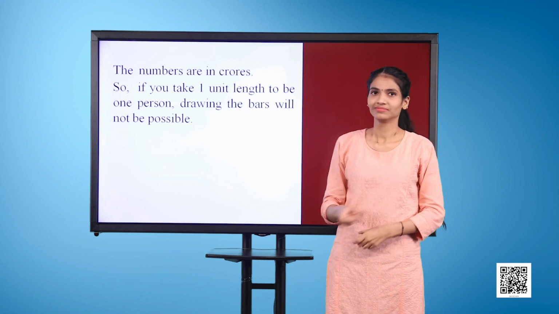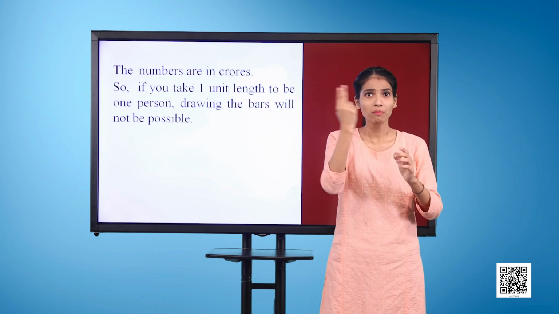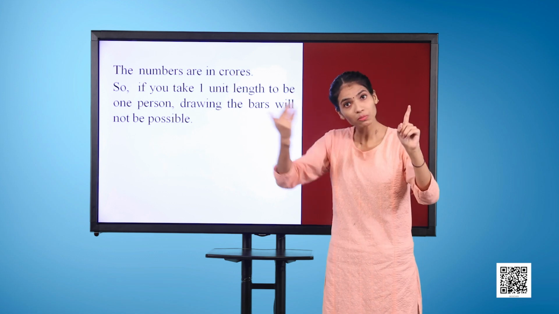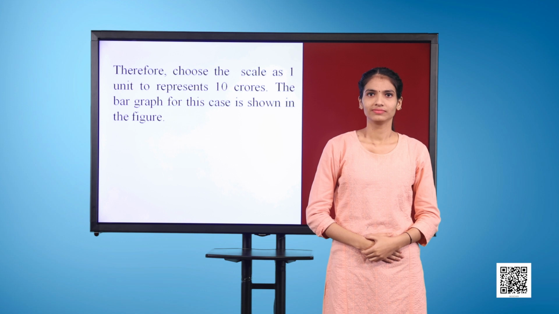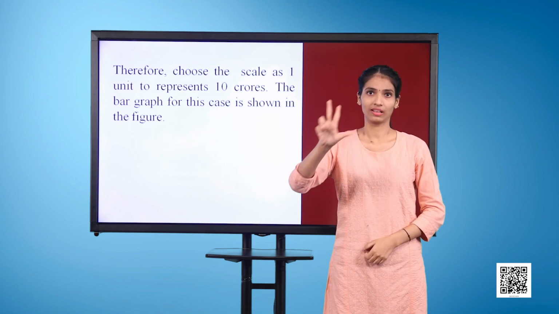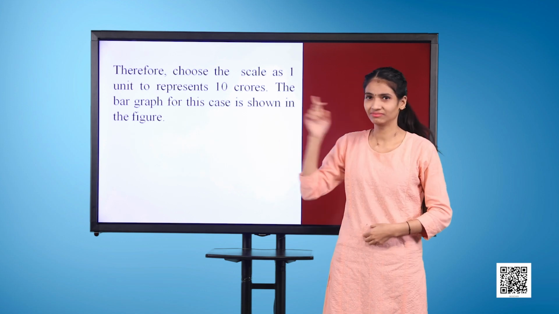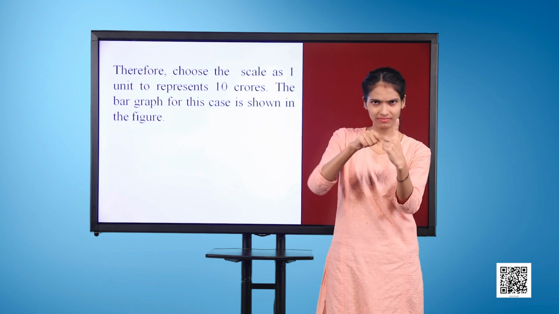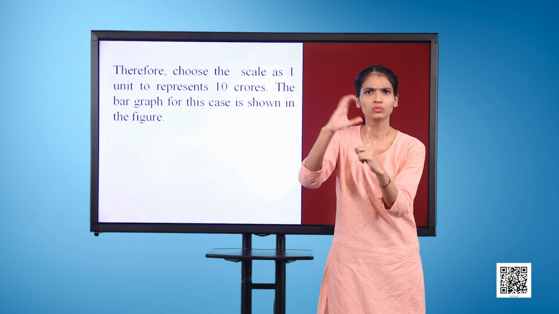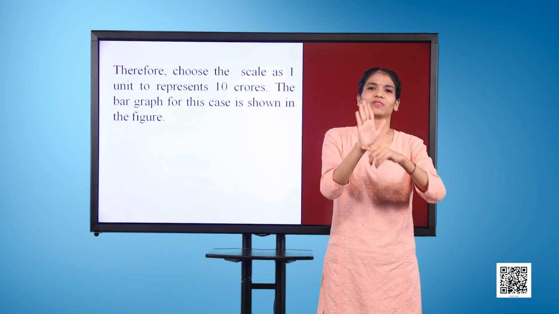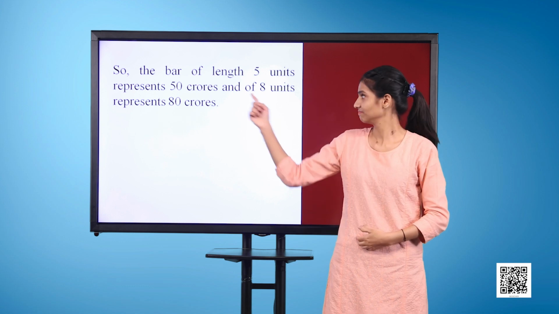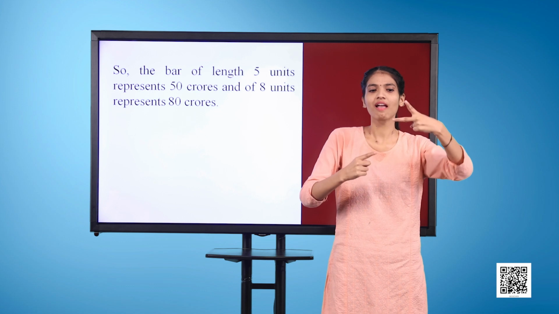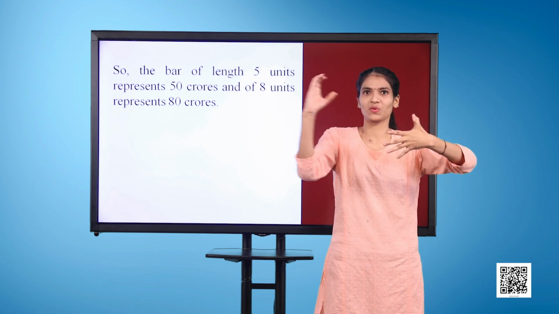The numbers are in crores. So, if you take 1 unit length to be 1 person, drawing the bars will not be possible. Page 198. Therefore, choose the scale as 1 unit to represent 10 crores. The bar graph for this case is shown in the figure. So, the bar of length 5 units represents 50 crores and of 8 units represents 80 crores.